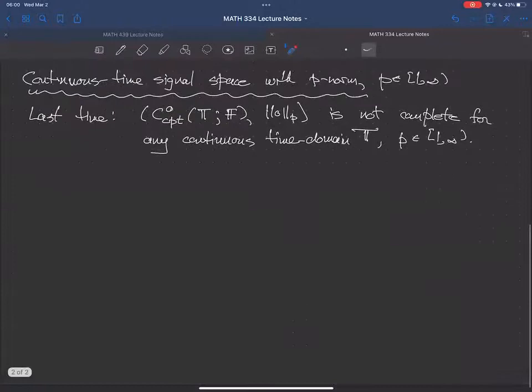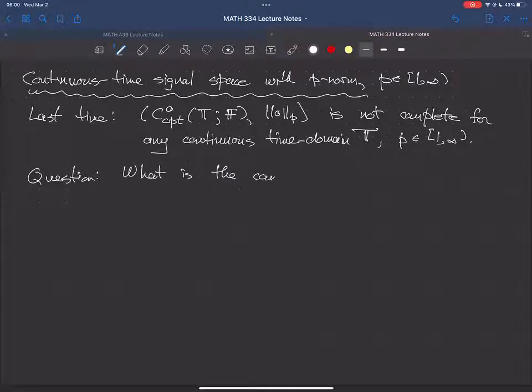Okay, so let's start thinking about the question that we posed at the end of the last lecture. And that is, what is the completion of these spaces?